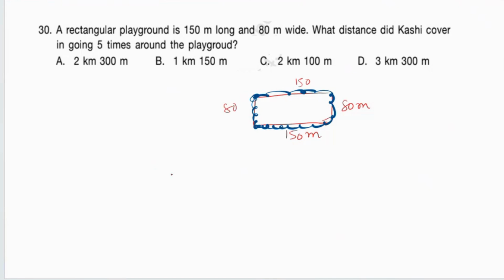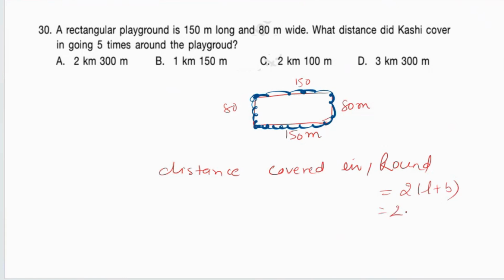So it means distance covered in 1 round. That will be its boundary. Boundary means add all the sides or 2 times length plus breadth. So that's 2 times 150 plus 80. That will be my 2 times 230, 460 meter. That is the distance covered in 1 round.